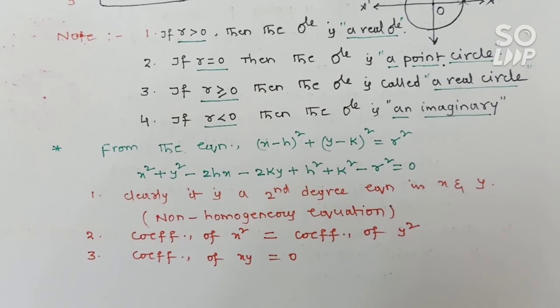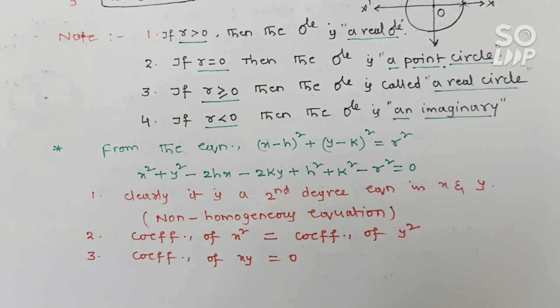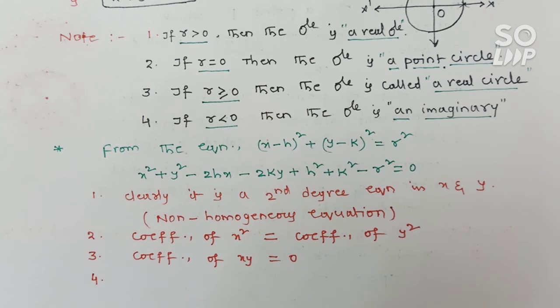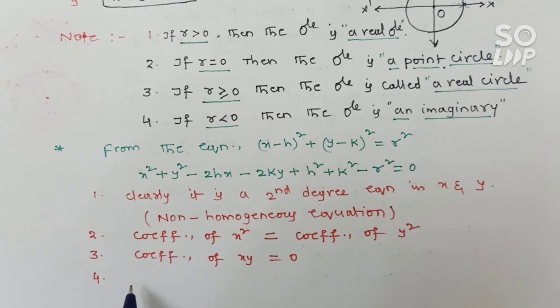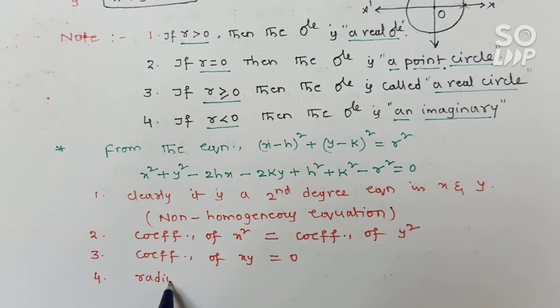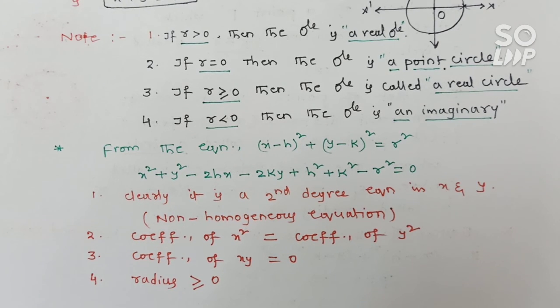So these are the main things. And one more thing is there. What is that? The next one is that from the definition of the circle, radius must be greater than or equal to 0. Radius is greater than or equal to 0. So these are the main things for a second degree equation to represent a circle.